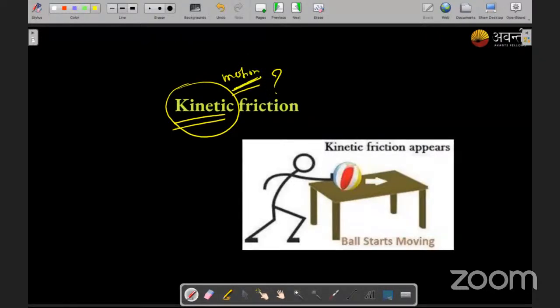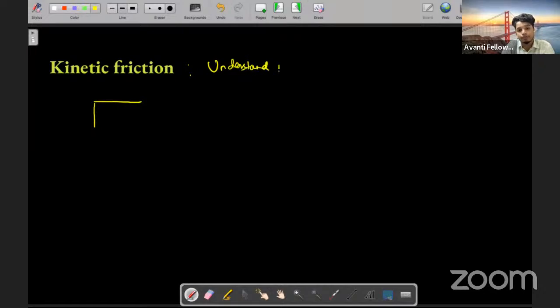Yes, very good. Can you guess when this kinetic friction will come into the picture? Let's take a body. Let's try to understand this using a problem. Now, there is a body along the surface.